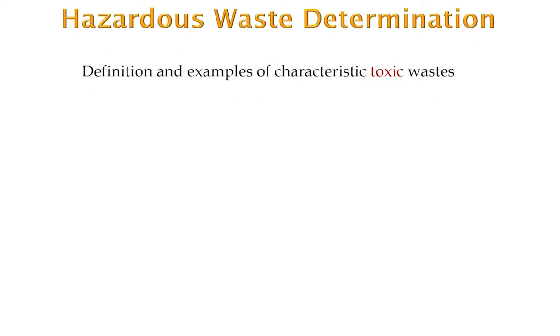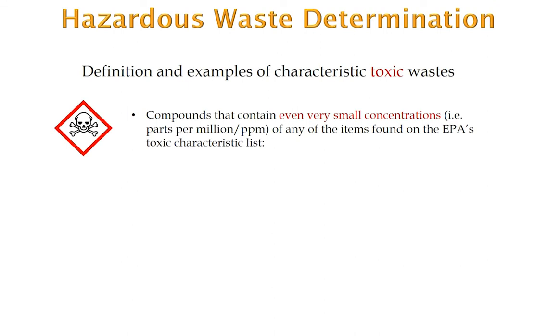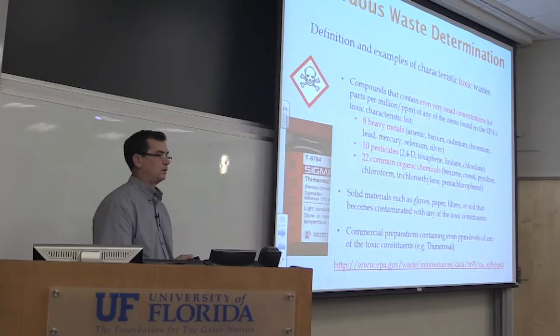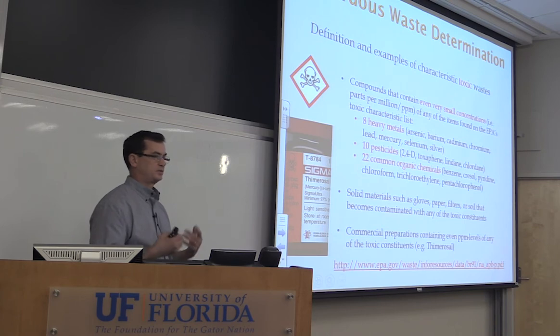The last characteristic is toxicity. And toxicity is a little more complicated, but it refers to the waste exhibiting the characteristic toxicity of a particular compound. There's a list of 8 heavy metals, 10 less commonly used pesticides, but sometimes they're still used in research or encountered in research as standards, and 20 very common organic chemicals, including some stuff you're going to use probably on a regular basis: chloroform, benzene, pyridine.